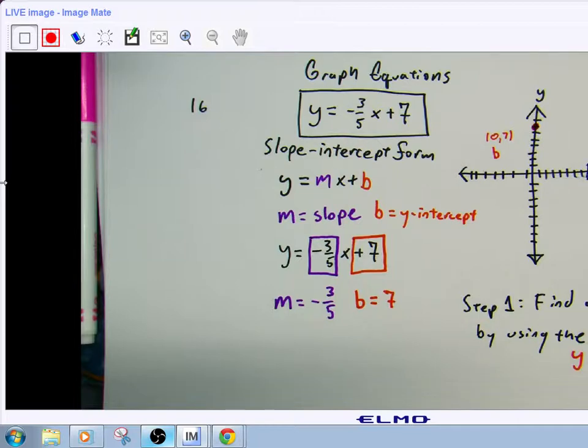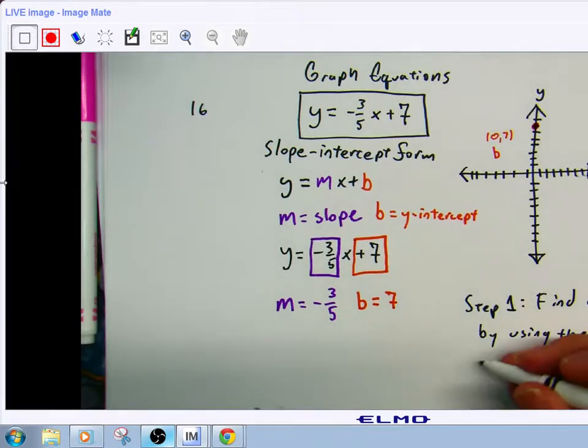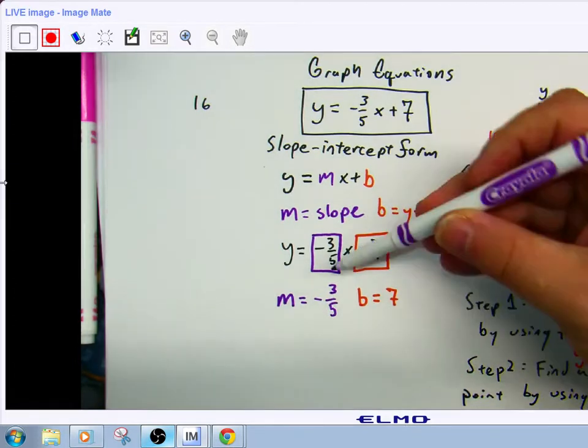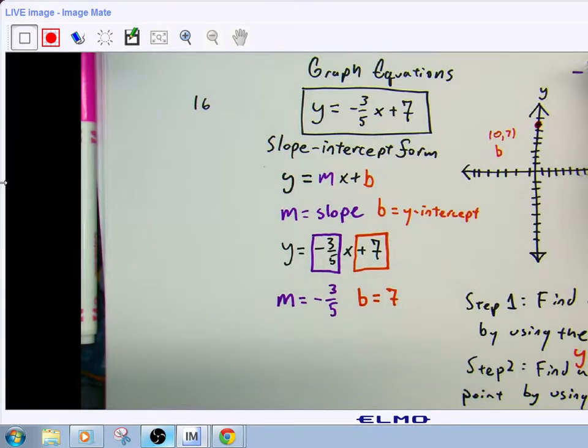Now I need to find a second point because it takes 2 points to make a line. And the way I'm going to do that is I'm going to use my slope. So step 2, find a second point by using the slope. I'm running a little bit out of room on this corner, but we should be okay. So I see that my slope is a negative 3/4. Negative 3/4 is my m. And so what I know is that that's rise over run. Oh, fifths. My fault. Thank you.